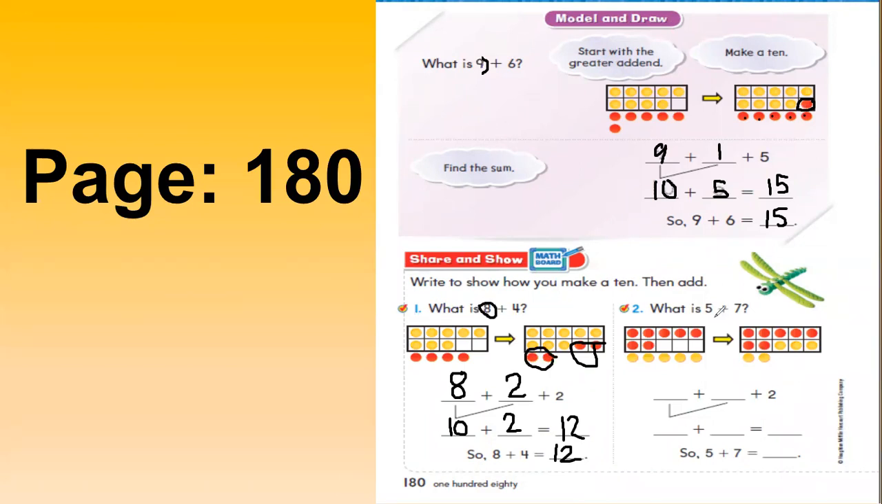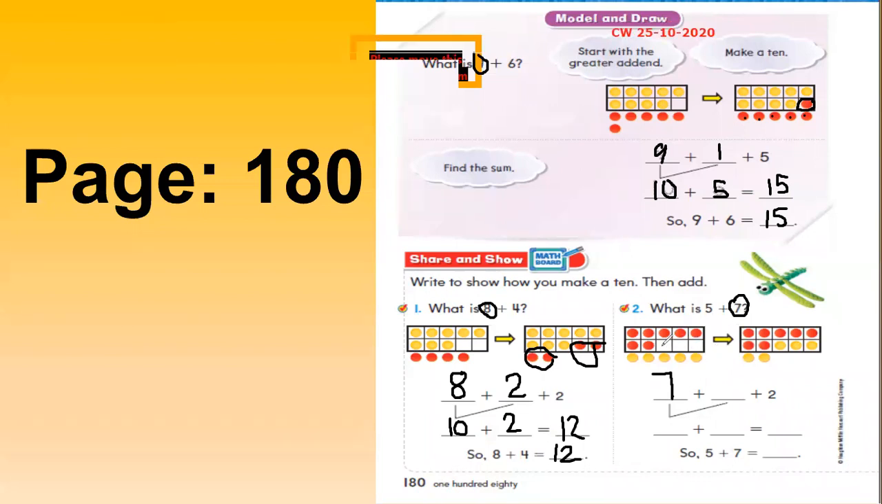Now, question number 2. What is 5 plus 7? Now look, which is greater again? 5 plus 7, which is greater? The greater number, you write it first. And also the greater number is inside the 10 frame. So it is number 7. So I write number 7.